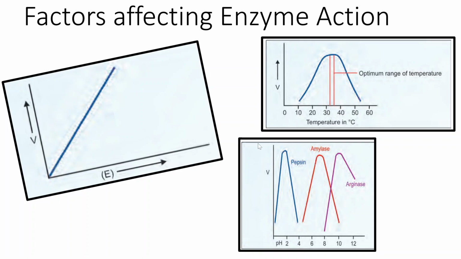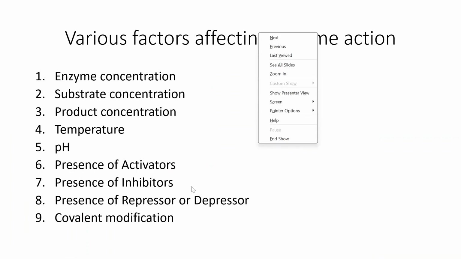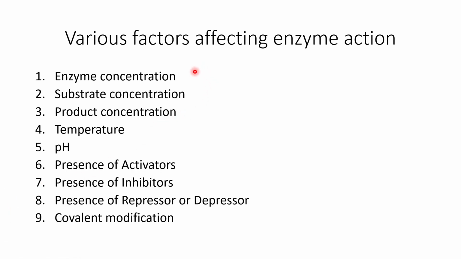Hello everyone. So today we are going to look at the various factors which affect enzyme action. So let us begin. These are the factors which affect enzyme action: first the enzyme concentration, then substrate concentration, product concentration, temperature, pH, presence of activators, inhibitors, presence of repressors and derepressors, and covalent modification. So these are the various factors which can affect the action of an enzyme and the formation of product.